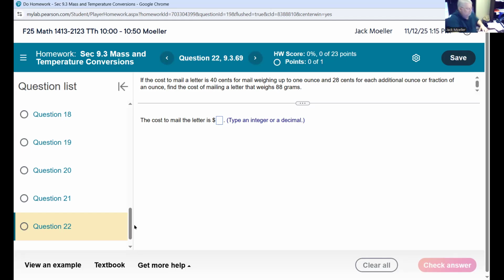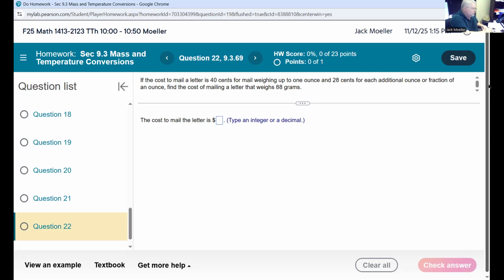All right, so why is this a dimensional analysis problem? Well, because we're given something in grams, all the cost is dealing with ounces. So it's kind of hard to know the cost when we don't know the ounces, right? So that's step one, is convert grams to ounces. We have 88 grams. So what is our conversion for grams to ounces?